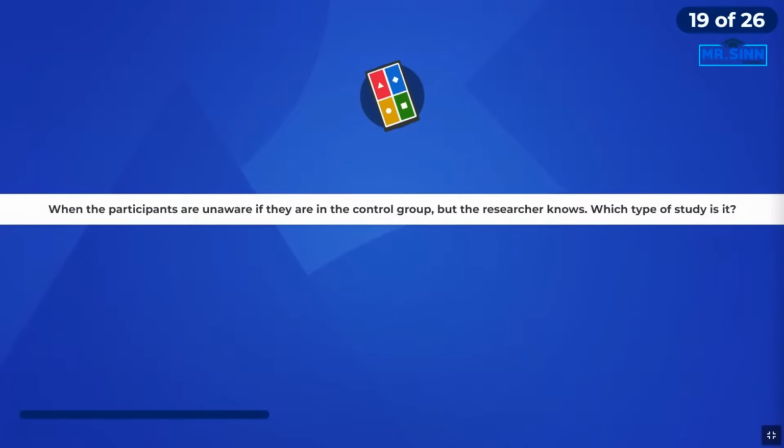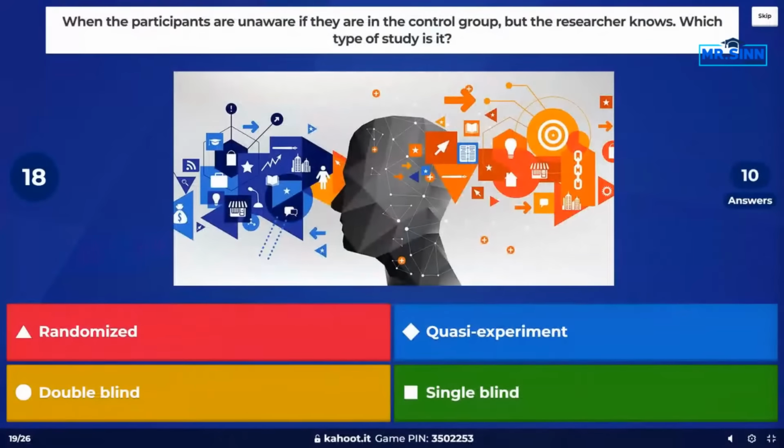When participants are unaware if they are in the control group, but the researcher knows, which type of study is it? So what do we got here? The researcher knows what type of group they're in.